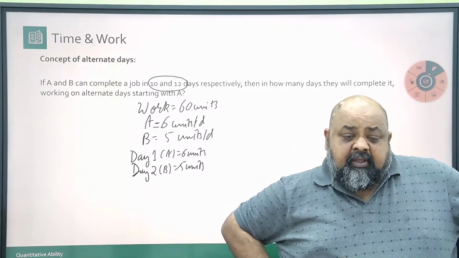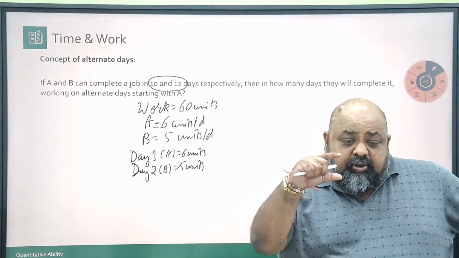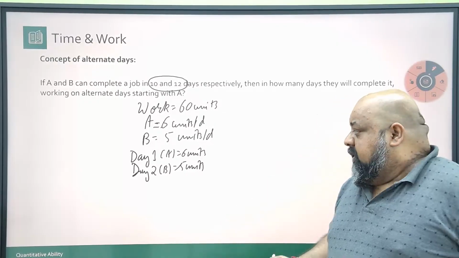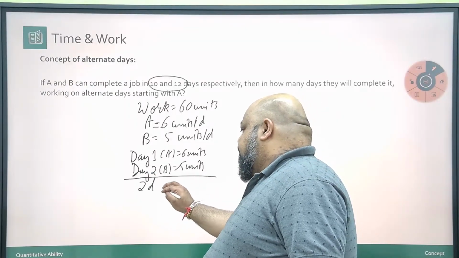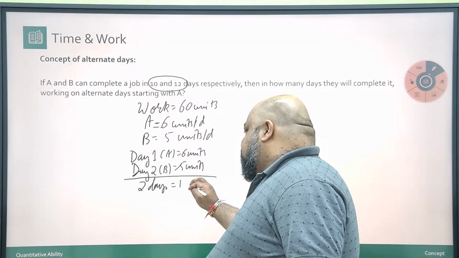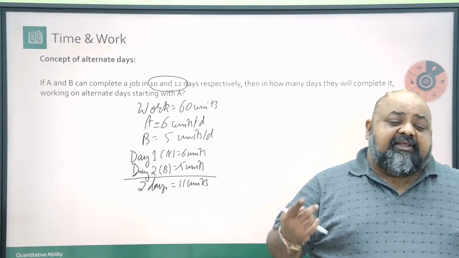That is not happening. एक दिन 6 हुआ, एक दिन 5 हुआ, किसी भी दिन 5.5 नहीं हुआ, फिर ये 2 days वाला प्रोसेस बार बार रिपीट होगा. And therefore I can say every 2 days 11 units of work gets done. 6 plus 5. अभी कितनी बार रिपीट हो जाएगा?